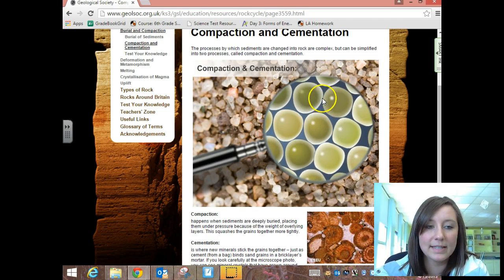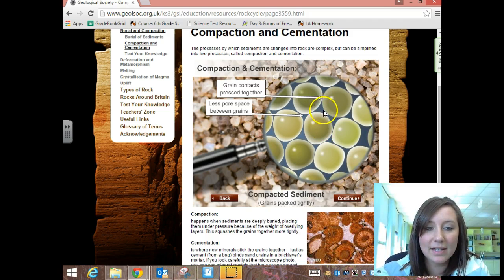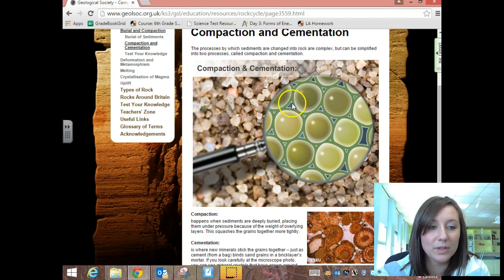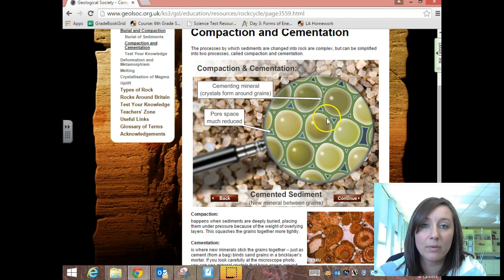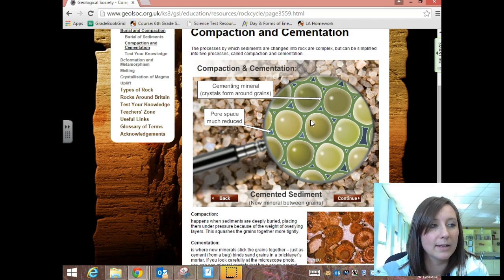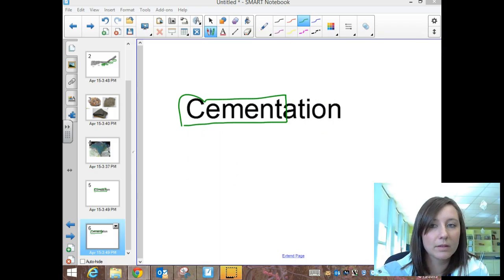Then what happens is as they get compacted, we have less and less space in between here, and as that happens, that causes some of the minerals to start forming out of the water. And so then when you look here, we start to get the cementing minerals that have formed as that pore space has been reduced. The minerals that we use in order to cement the rocks together in sedimentary rock are usually calcite or quartz. It's forming a lot. So that is the last part of cementation.